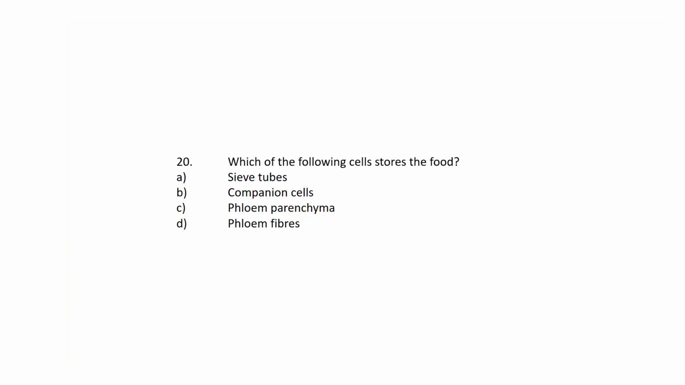And the last question of our question bank: which of the following cells stores the food? These are the different cells given to you, and all of these cells are phloem tissue cells. Here you have to find out which of these four cells stores the food. The first is sieve tubes, then companion cells, the third option is phloem parenchyma, and the last option is phloem fibers. So the correct answer to this question is phloem parenchyma.